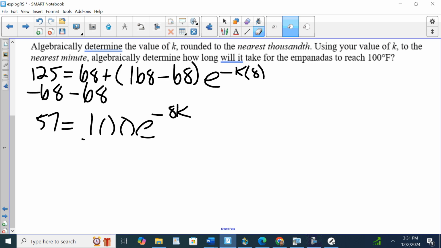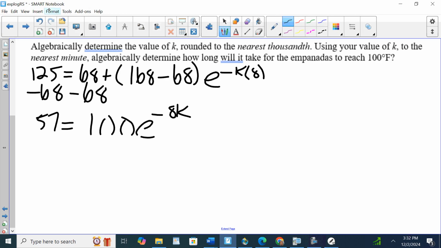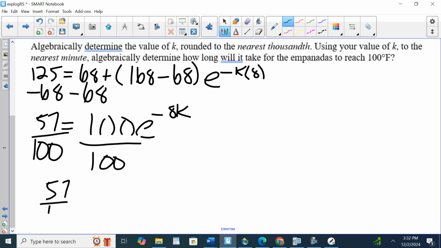Sorry, some technical difficulties there. As I said, we divide by 100. Oh, we have more technical difficulties. No, we don't. Divide by 100. 57 over 100 equals e to the negative 8k.